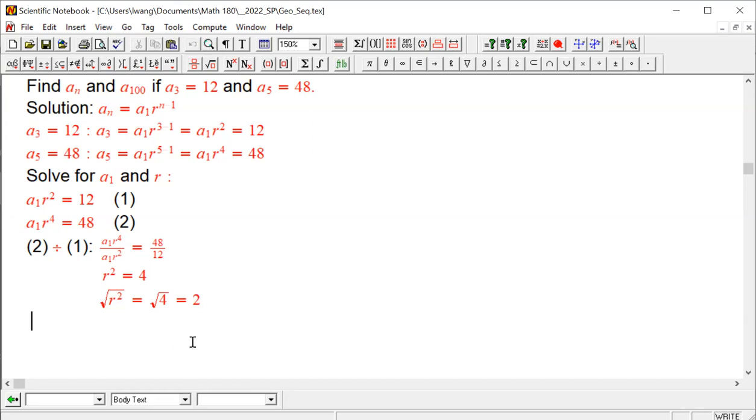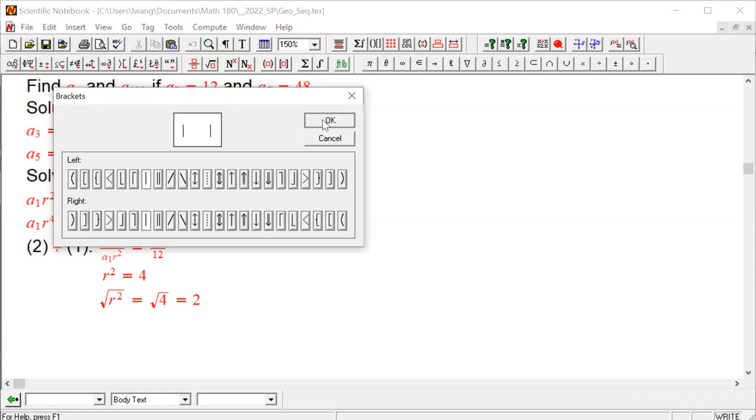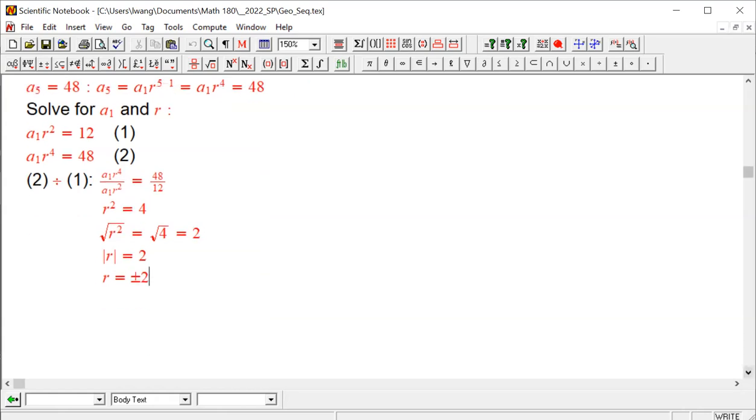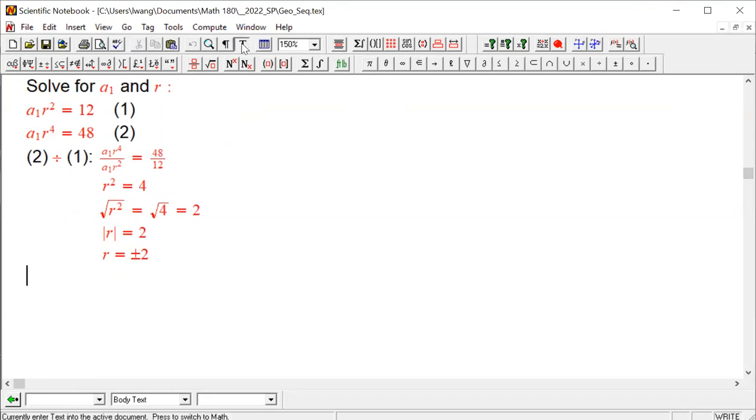Okay, and then the left-hand side is absolute value of r. And we got two solutions. So r equals positive 2 or negative 2. So we have possibly two different sequences satisfying the given condition. So we have two sequences. Let's make a table.